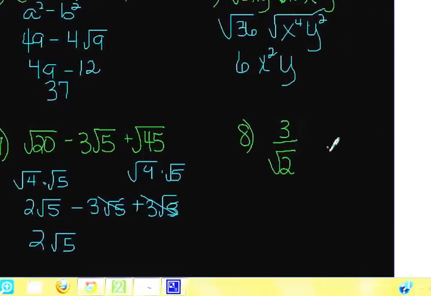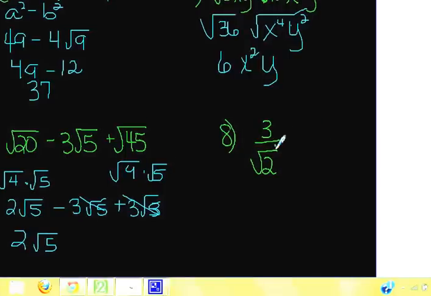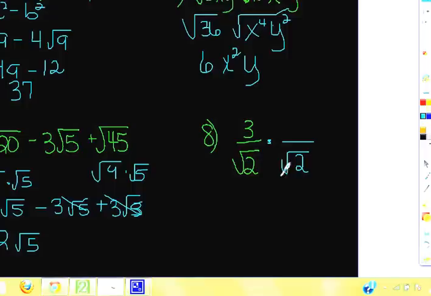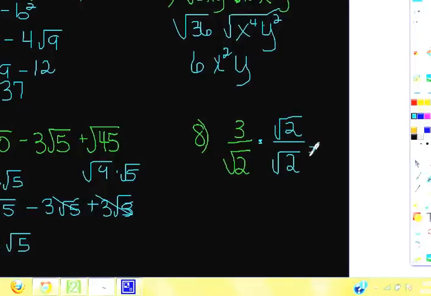Okay, number 8, you cannot leave a radical in the downstairs of a fraction, or in the denominator. And so what we do is we multiply it by a fancy form of 1. That fancy form of 1 happens to be whatever makes this a complete radical. In other words, this is a complete square. In some cases, we might not be multiplying by a square root. We might be multiplying by a cube root. But that's just a fancy form of 1.